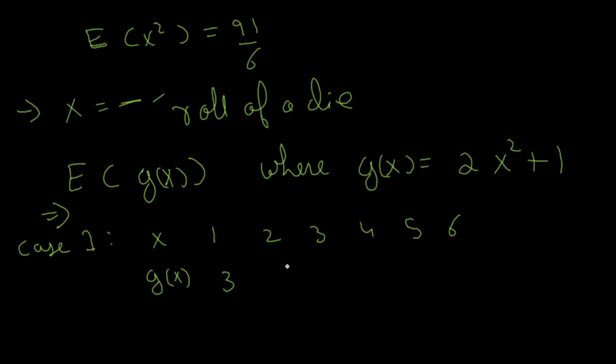8 plus 1, 9. Similarly, 2 times 3 square, which is 9. So 2 into 9, 18. 18 plus 1, 19. Then it will be 33, 51 and 73.